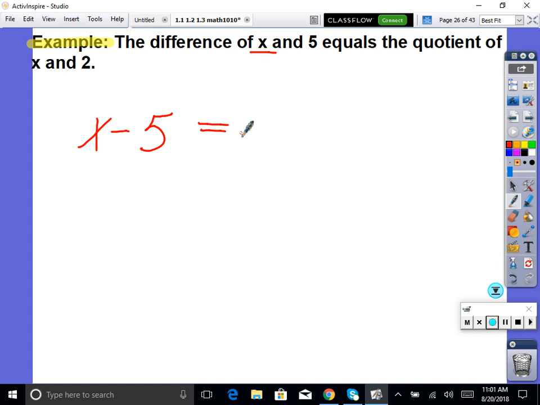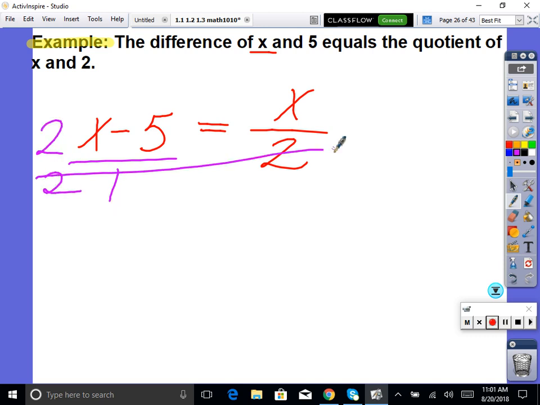Get a common denominator. So you'd say this is over 1, isn't it? Yeah. Times by 2 and 2. Now can't we ignore the denominator? Now we put parentheses. So we have 2x minus 10 equals x. Don't get thrown off here. Combine your x's. Negative 10 equals negative x. x equals 10. Okay, good.